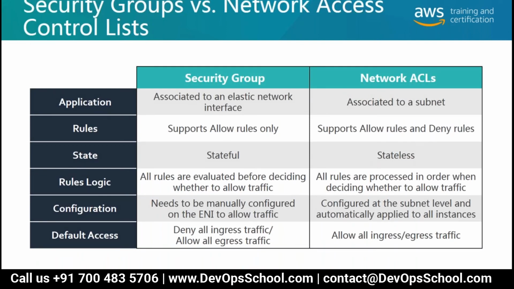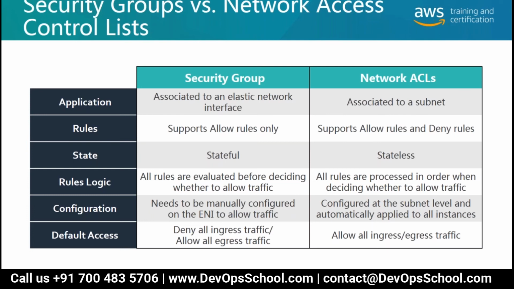Security groups versus network access control lists, or NACLs. So where to use security groups and where to use NACLs? What are security groups? Security groups provide control over your EC2 instances at a low level. When you want to control the traffic at the subnet level, then you use NACLs. It gives you more fine granular control.